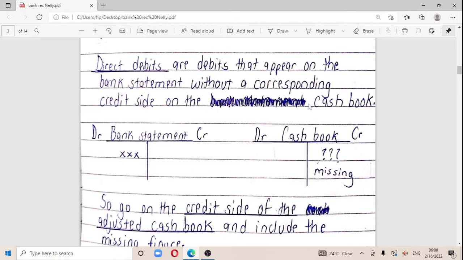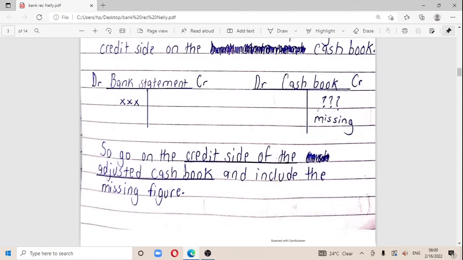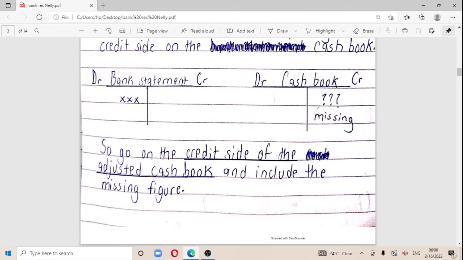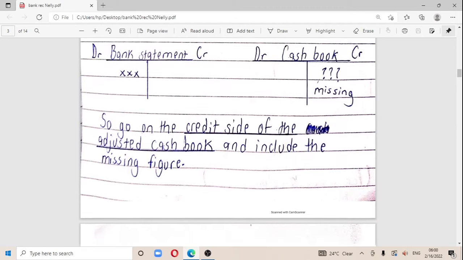And I told you where it's missing, that's where you take it. So when you're solving, you get to know that you don't have a credit side. So when you're creating your adjusted cash book, that is where you're going to drop your direct debit. So moving on, go on the credit side of the adjusted cash book and include the missing figure. So here you will be solving for it.